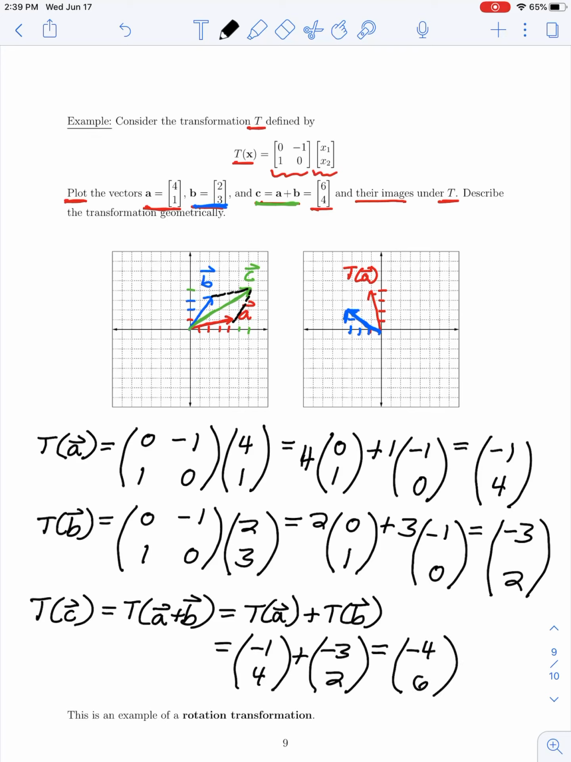-4, 6. Again, if we look at the original components of the vector C, 6 and 4, well, we've reversed them and made the first component a negative. So here, -4 to 6, we have the vector shown here.